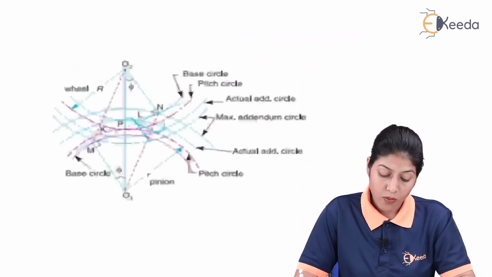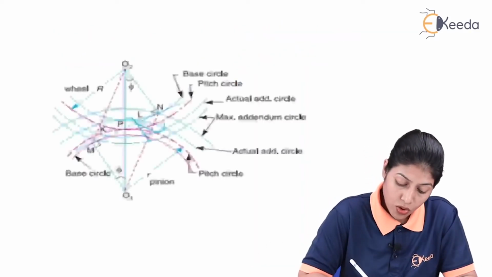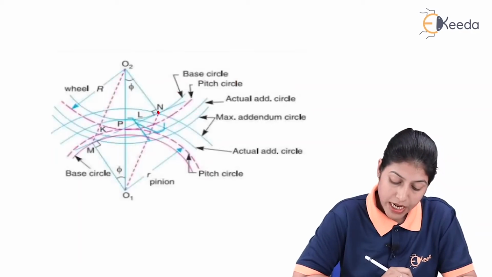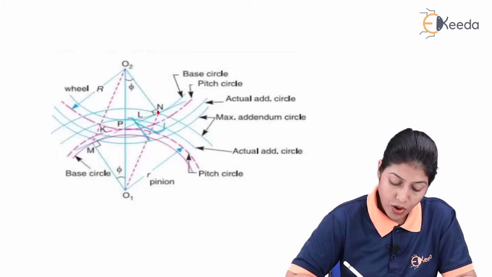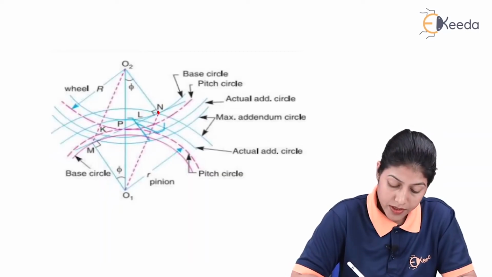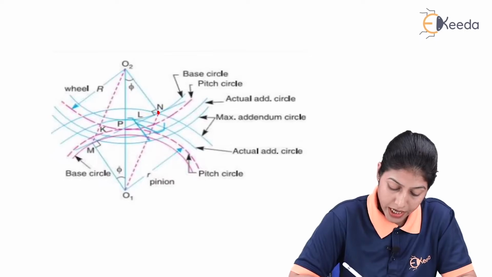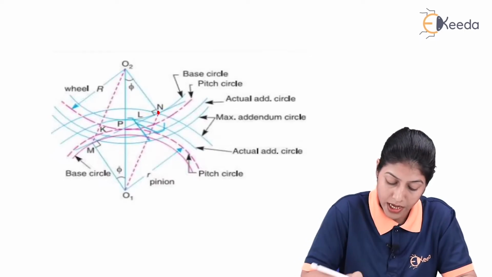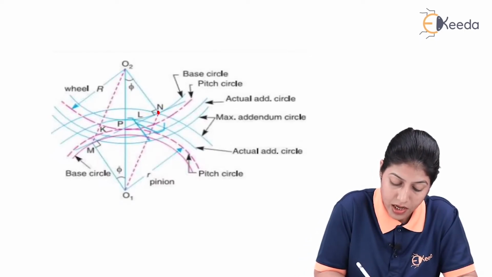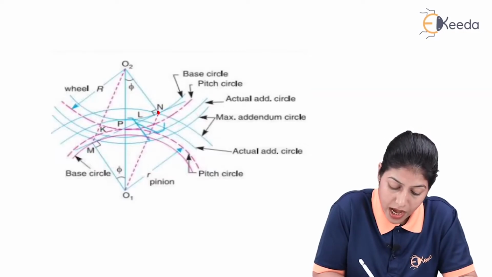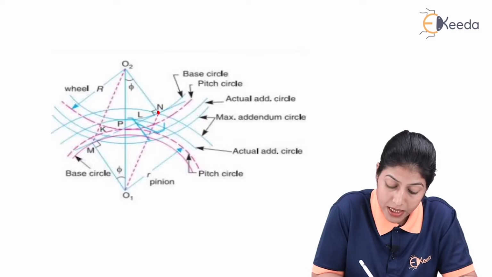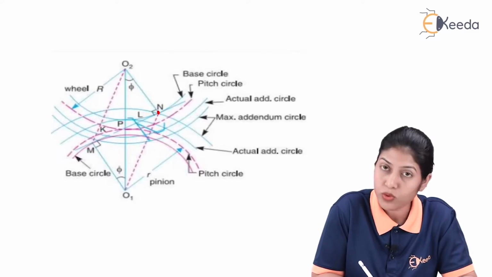If we want to avoid this interference, the radius of the addendum circles should not go beyond these points N and M. Because at point N, when we are considering radius O1N, it is touching the base circle of the wheel, and after that, when we increase the radius, it is cutting the involute profile of the tooth of the wheel.